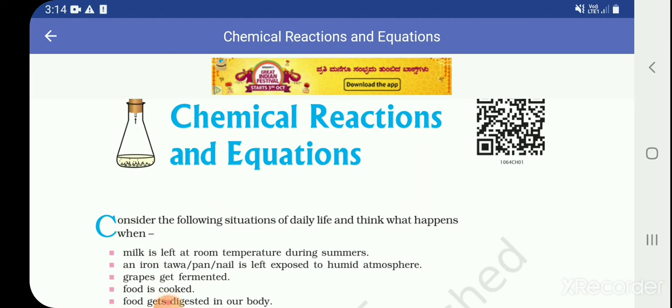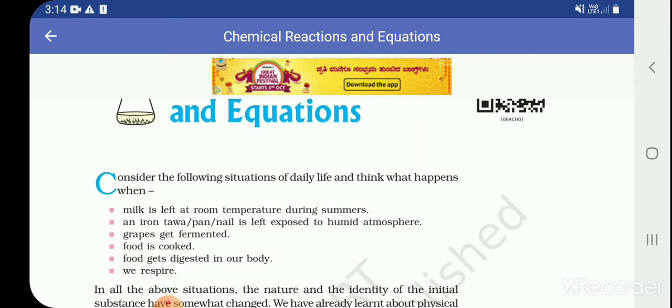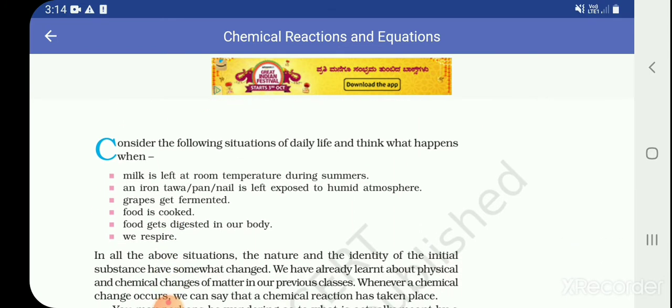Today we are watching the first chapter of science in 10th class. Listen carefully and pay attention. Now I am starting my session. Chemical reactions and equations. This is the chapter's name. And now we will start this chapter.